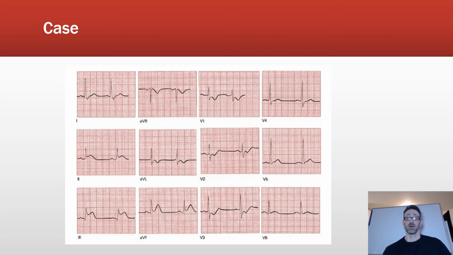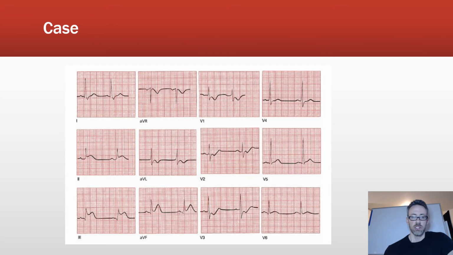And with that said, you should see the Q waves in at least one other contiguous lead. In other words, leads that look at the heart from a similar vantage point. So for example, if I see what looks to be a pathological Q wave in V5, I have to look, there has to be another contiguous lead that shows that. So I would look at V6. If V6 also shows it, then we would consider that a pathological Q wave.